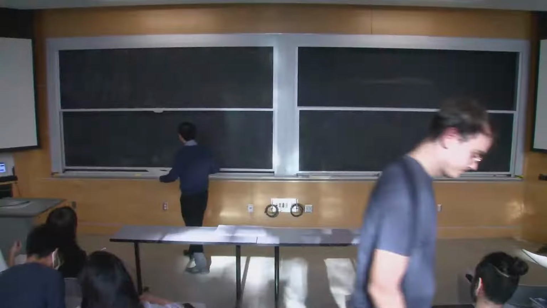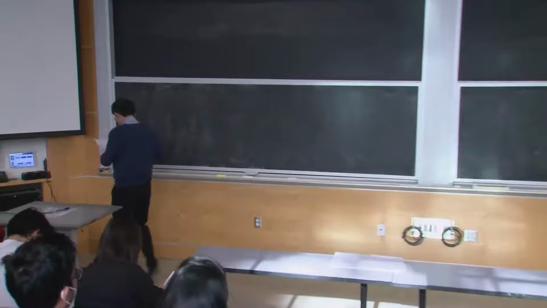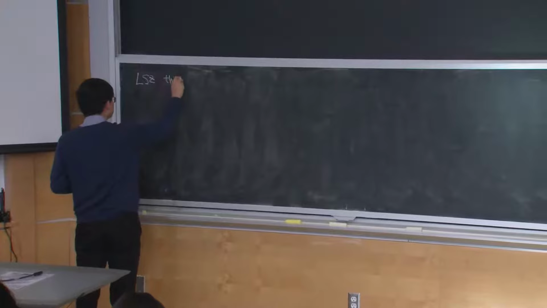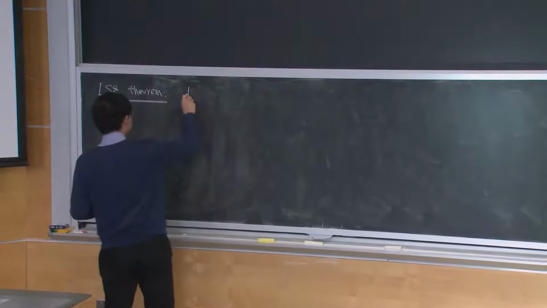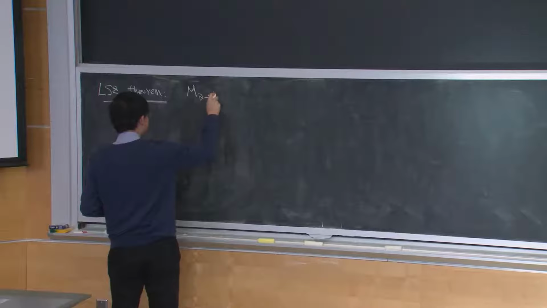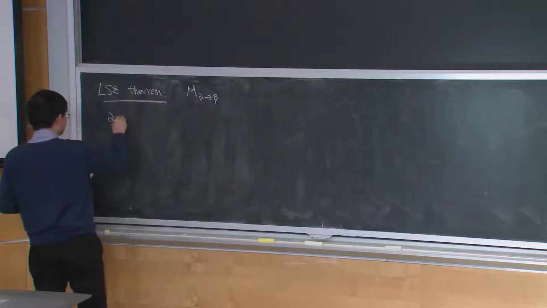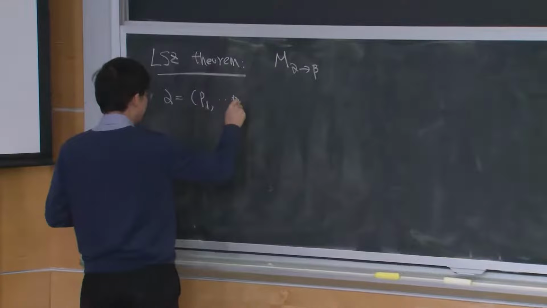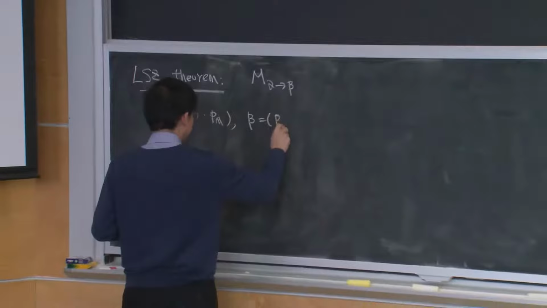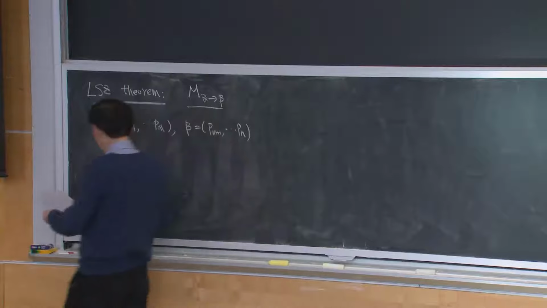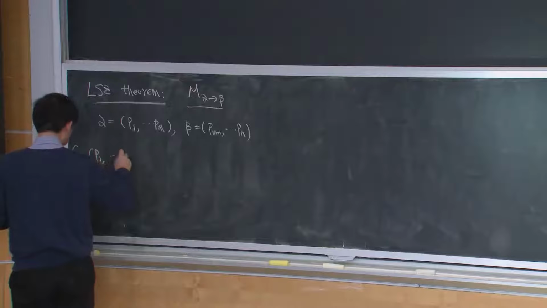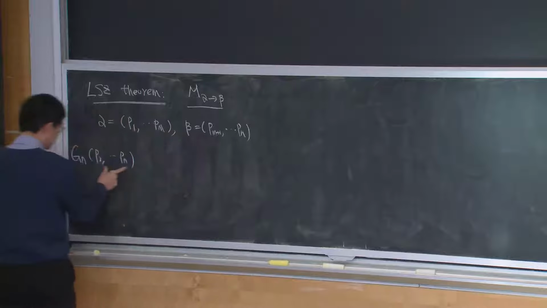So at the end of last lecture, we discussed this LSZ theorem, which tells you how to obtain scattering amplitudes from time-ordered correlation functions. If you want to compute some scattering amplitude from alpha to beta, with alpha some initial state consisting of momenta p1 to pn, and beta some final state with momenta p(m+1) to pm, you can get this scattering amplitude just by taking your momentum space correlation function. Altogether you have n external momenta.